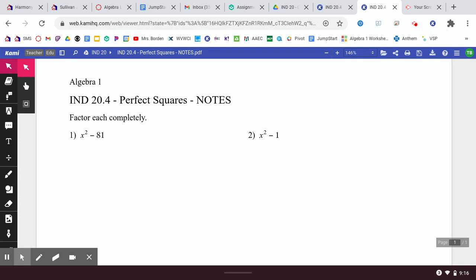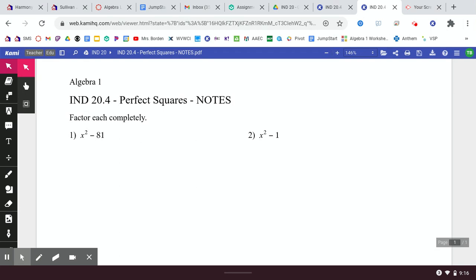So just a little bit of an introduction here. I told you these are some special cases. You'll notice, for one thing, these look a little different. These two right here look a little different because they're missing a middle term, right? There's an x squared, there's a number at the end, but there's no x value in the middle.